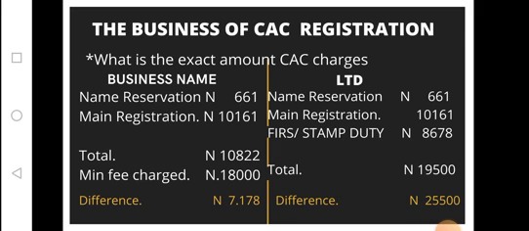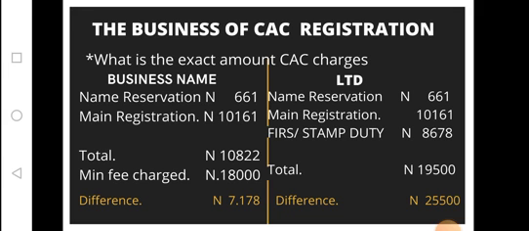Now, let's go straight to the business idea of CAC registration. What is the exact amount CAC charges for registration? For business name, the name reservation CAC will charge 661 naira, the main registration 10,161 naira. By the end of the day, if you are registering your business yourself with CAC directly, you spend 10,822 naira, a little below 11,000 naira.